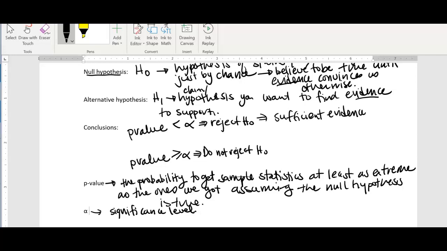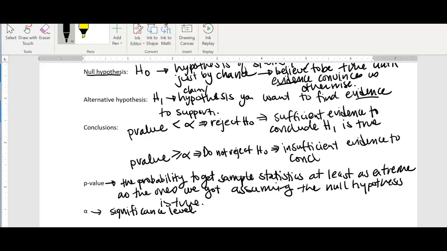Okay? So once you reject your H naught, that means that we have sufficient evidence to conclude that H1 is true, okay? If you do not reject H naught, then you have insufficient evidence to conclude H1 is true, okay?